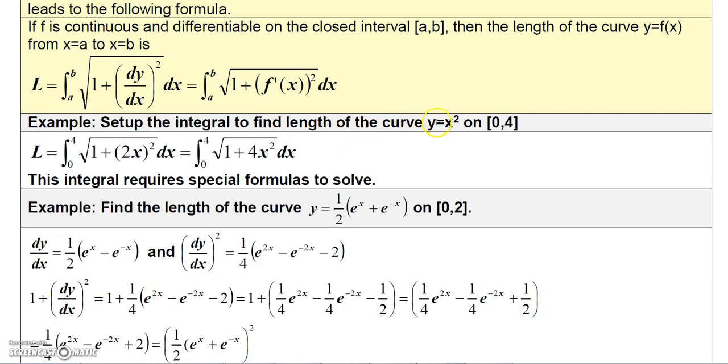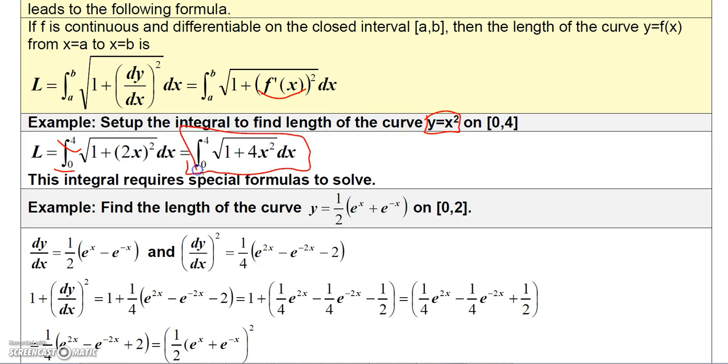So a simple example of this was to find the length of the curve of y equal x squared as x goes from 0 to 4. Basically, all you have to do is integrate from 0 to 4, and then the derivative of this would be 2x. So just plug 2x in here, and so you get the square root of 1 plus 4x squared. And so that's how you would set that up.